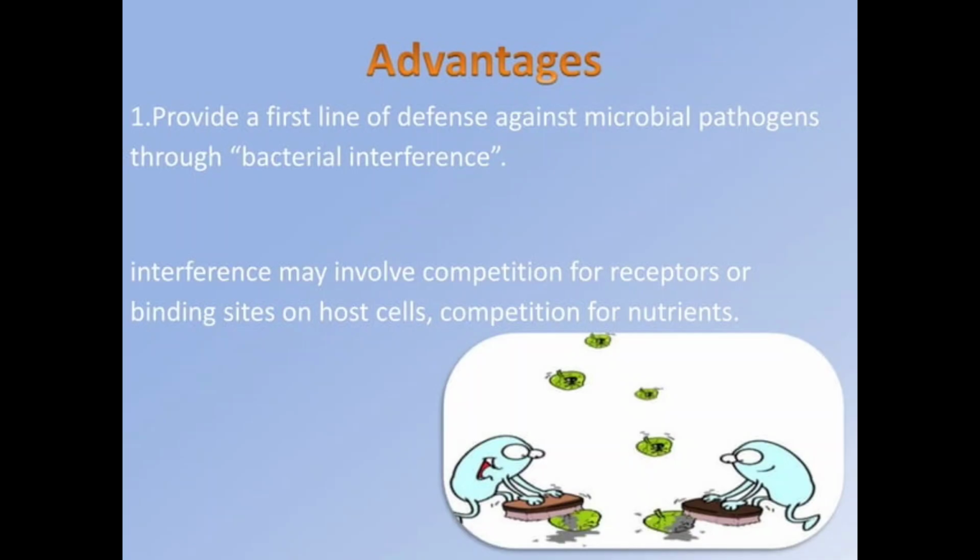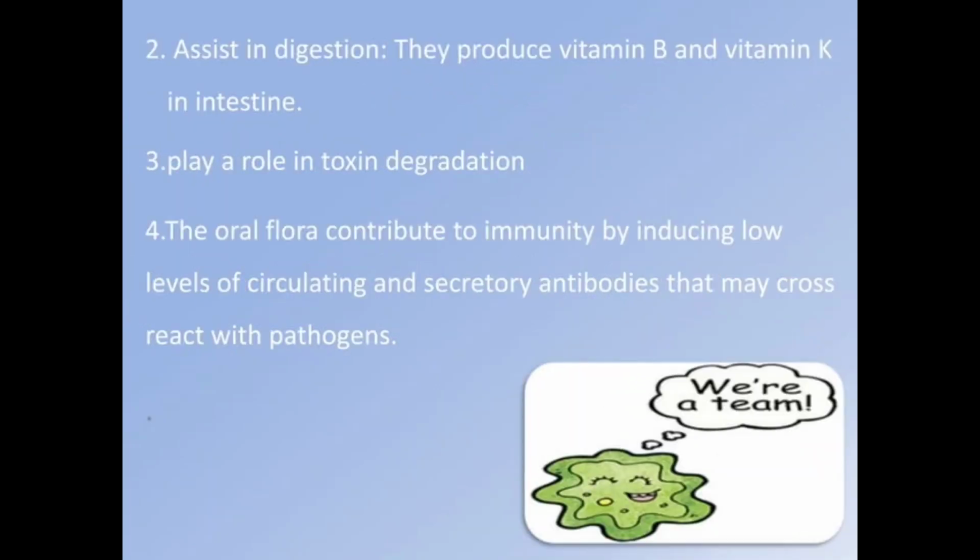Advantages of normal flora: first, normal flora provide a first line of defense against microbial pathogens through bacterial interference. Interference may involve competition for receptors or binding sites on host cells, and competition for nutrients. They assist digestion: they produce vitamin B and vitamin K in the intestine. They also play a role in toxin degradation.